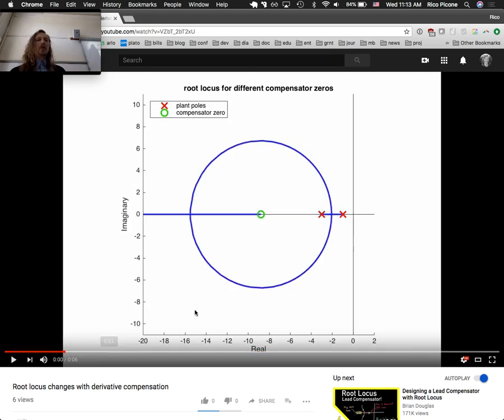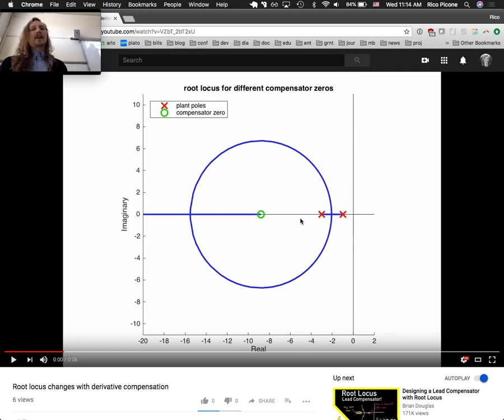So if we knew a certain location that we want our closed loop poles to be, we could choose our ZC such that the root locus goes through that point. Now we just got to figure out the maths that make that happen, right? How do we choose our ZC to make it go through a certain point?